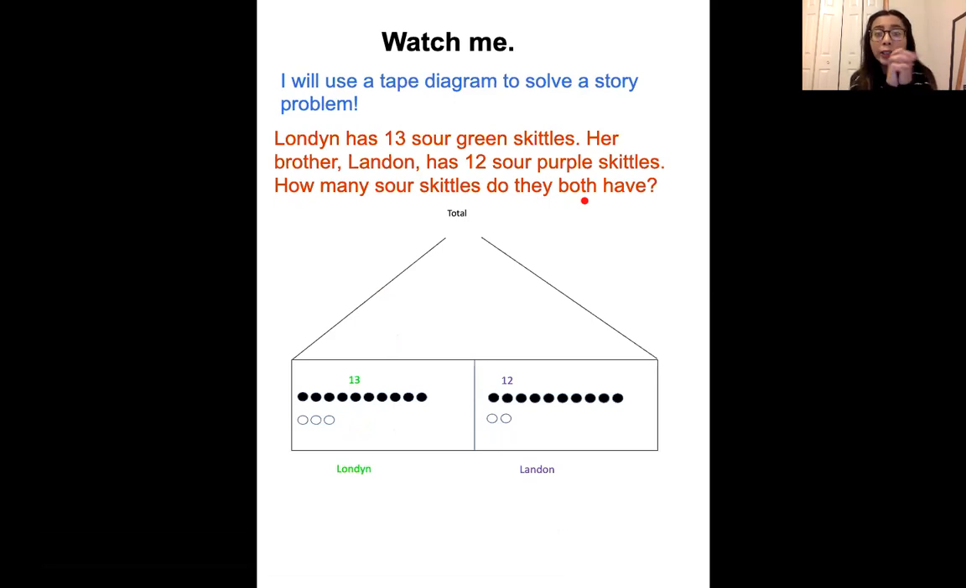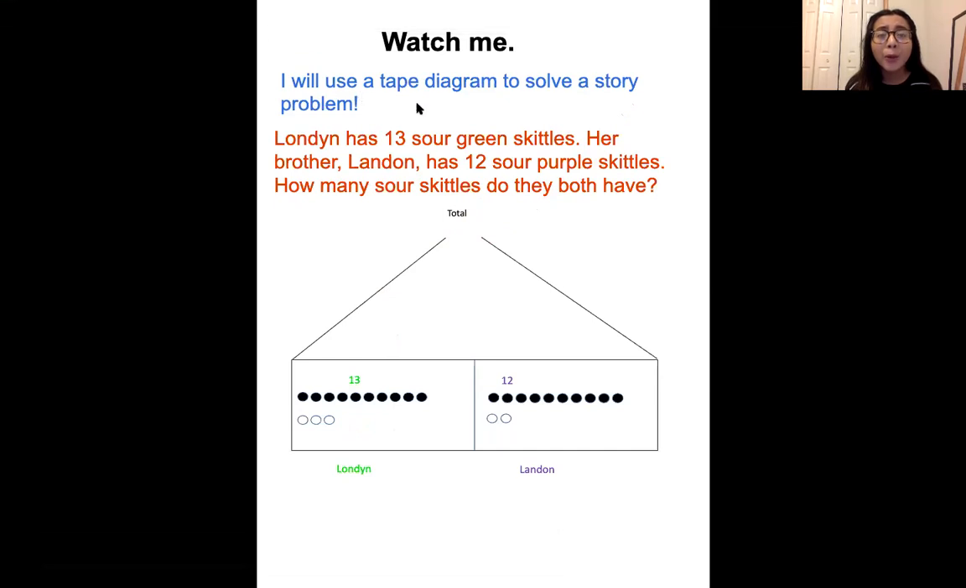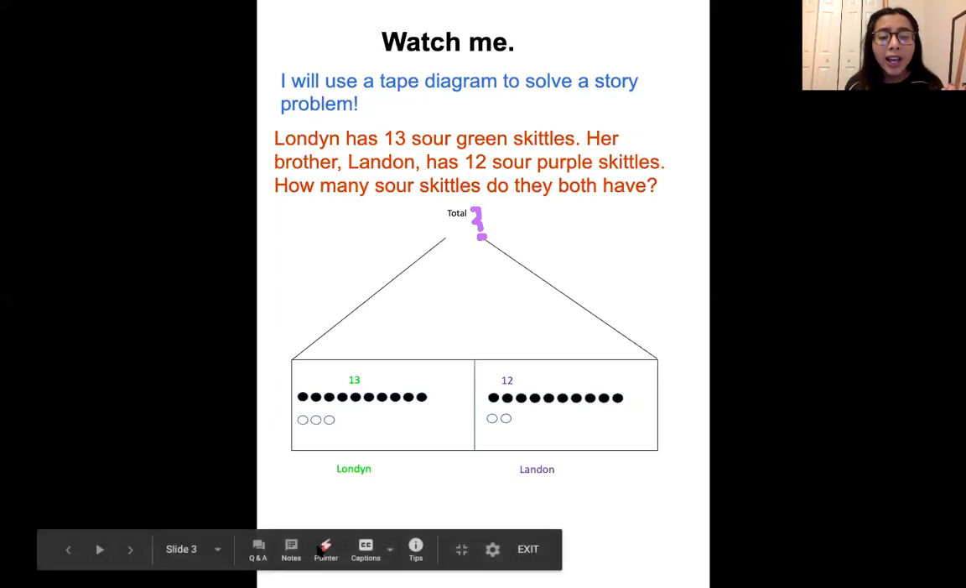Then it's asking us, how many sour Skittles do they both have? Both is a key word because it tells me we're trying to figure out the combination of both their Skittles, meaning the total of their Skittles. So that's the unknown part. I'm going to write a question mark in the area that we're trying to figure out, so that I know that's what I'm looking for. I'm looking for the total.